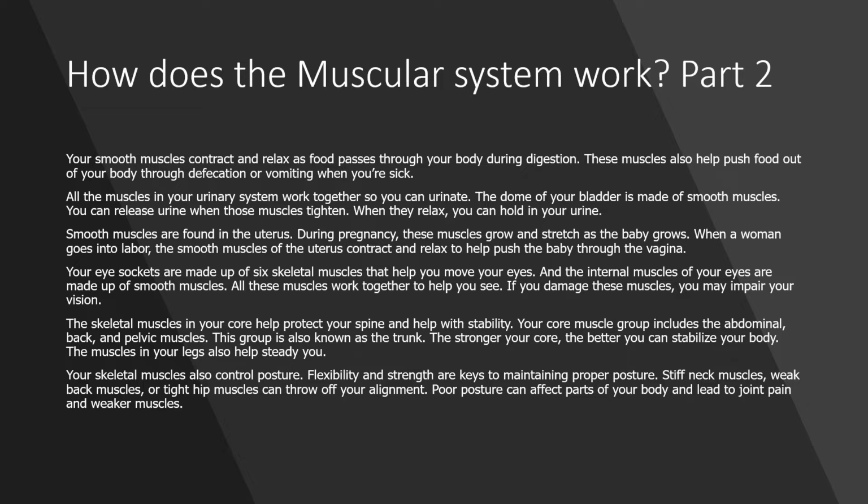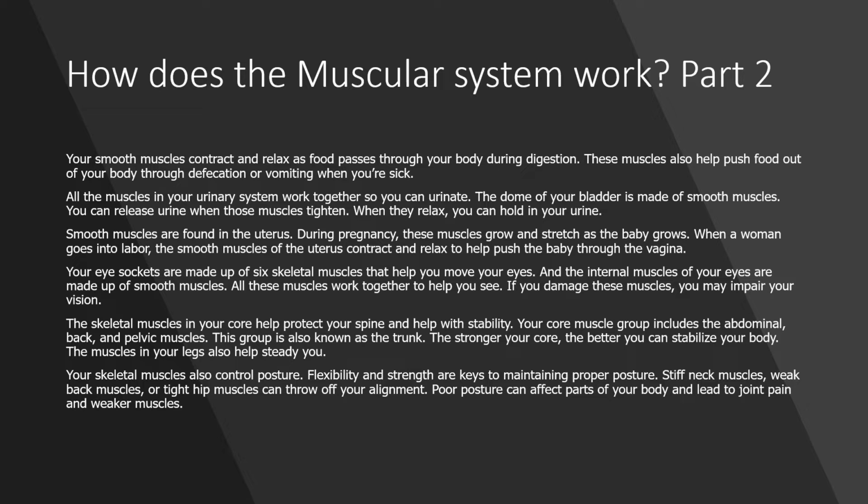Your eye sockets contain 6 skeletal muscles that help you move your eyes, and the internal muscles of your eyes are made up of smooth muscles. All these muscles work together to help you see. If you damage these muscles, you may impair your vision.